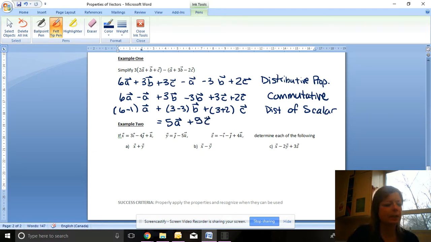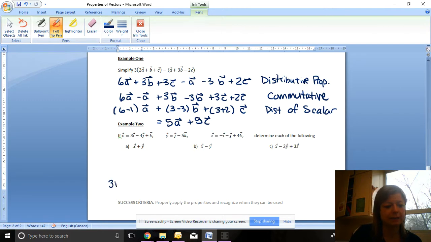All right. Okay, this last one is saying just if x is this vector, y can be replaced with this vector, and z can be replaced with this vector, determine each of the following. This is pretty straightforward, guys. You just sub in what each one is and collect like terms. So I'm going to ask you to do that, and I'm just going to give you the answers. You should be able to figure this one out.